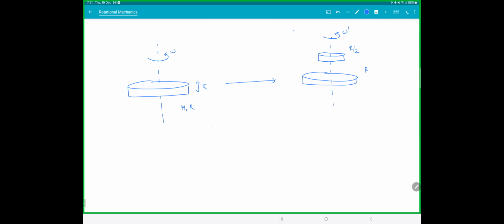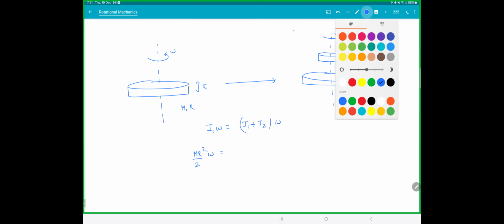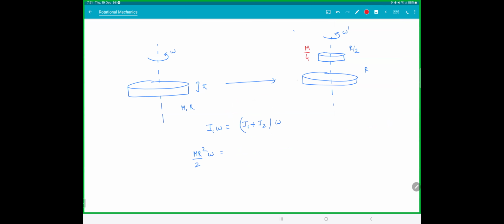So external torque is 0. Initial angular momentum I1 omega is equal to (I1 plus I2) omega dash. This will be mr square by 2 omega. The main catch here is that mass becomes m by 4 because mass depends on area. So this moment of inertia will be mr square by 2. Now the other one is also a disk, Mr square by 2, but m became m by 4 and R became r by 2. Mass becomes m by 4. So omega dash will be 16 by 17 omega.